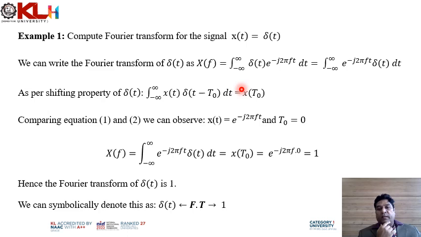So the answer of the integral is x of t naught. So you have to substitute in this function the t value as t naught. So you will get e power minus j 2 pi f, and in the place of t we have to put 0. So you will get e power 0, which is 1. Therefore the Fourier transform of delta of t is simply 1. This is a very important result.